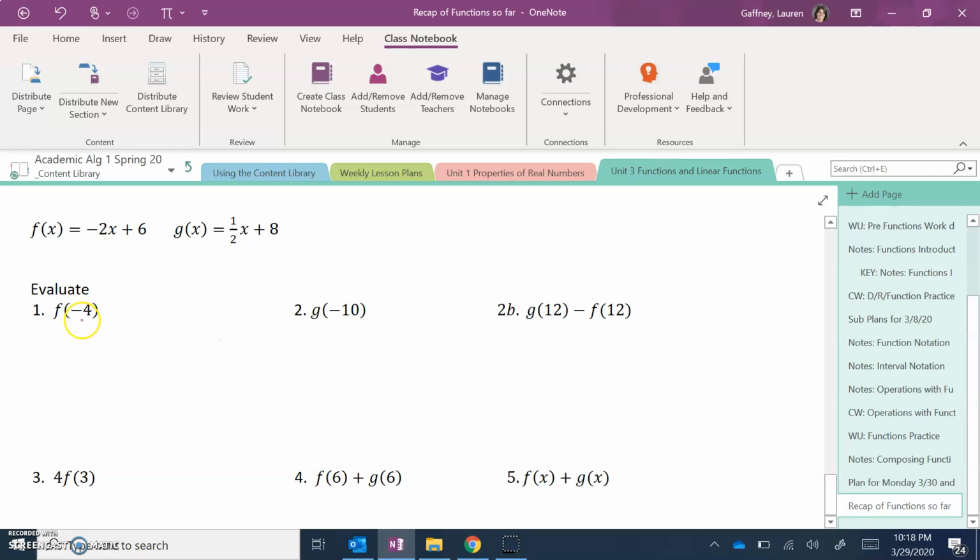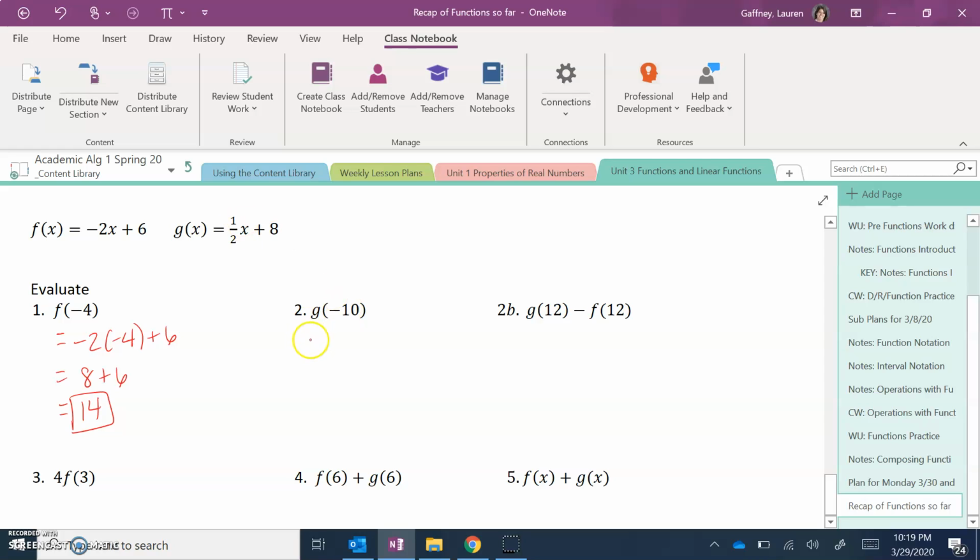So f of negative 4. If you want to try this on your own, pause the video, try it on your own, and see if you get the same value. You should get 14 there. Put negative 4 in for x in the f function.